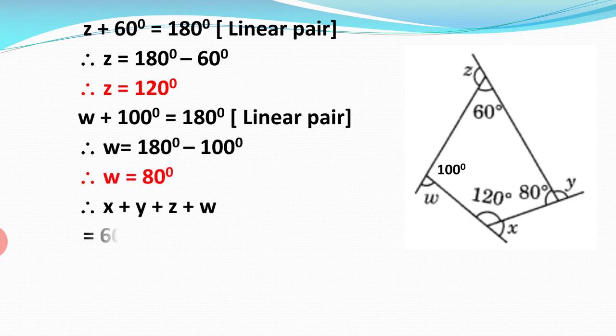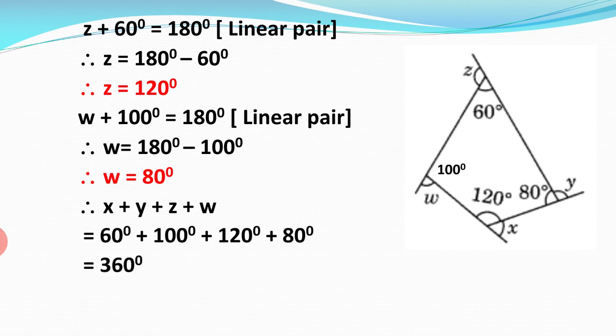Now add x plus y plus z plus w, because it is asked in the question. So it is 60 degree plus 100 degree plus 120 degree plus 80 degree, which comes out to be 360 degree. Again you will find x plus y plus z plus w is equal to 360 degree. Now in the previous one also you got x plus y plus z is equal to 360 degree. Here also you are getting x plus y plus z plus w is equal to 360 degree.